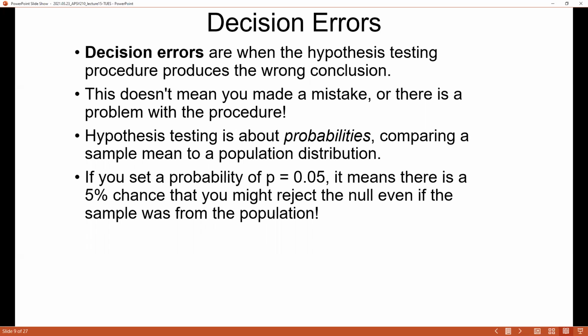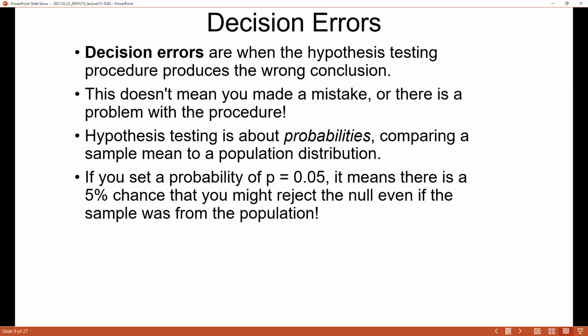The decisions in statistics with the null hypothesis significance test we learned about are you reject the null hypothesis or you fail to reject the null hypothesis. And there are two different errors that you can make. We'll get to this in a second, but just because you have made a decision error doesn't mean you've done something wrong. That's just the nature of probability.